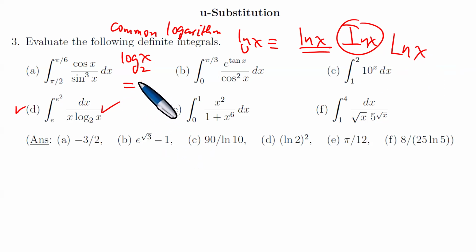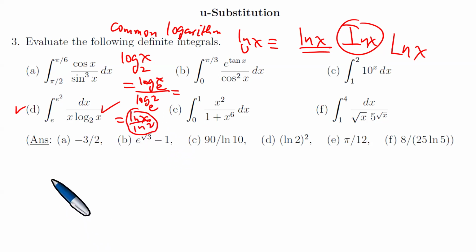Here, with natural log, we use the law of change of base. Log of x base e divided by the log of 2 base e. What is this? This is ln x divided by ln 2. Okay? Right.